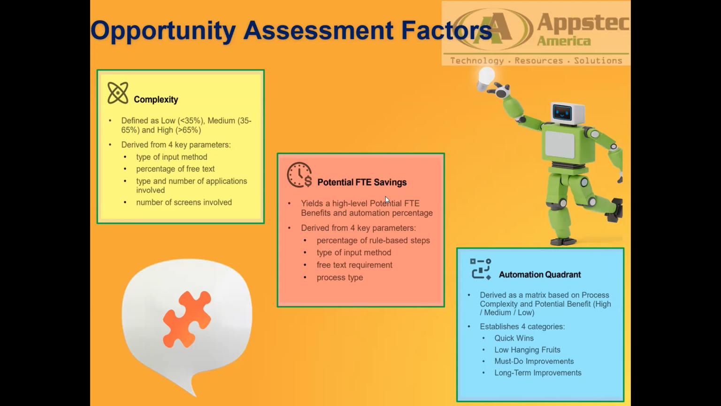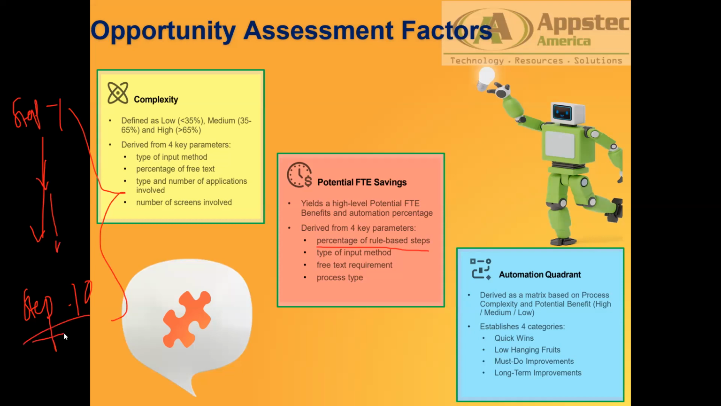So all these factors will allow me to understand the potential FTE savings. And what are the 4 key factors here? Percentage of rule based steps. Now let's say I have step 1 to step 10 in a process. In one process, all these are rule based. You have a rule to come to each step and then your conclusion is done.